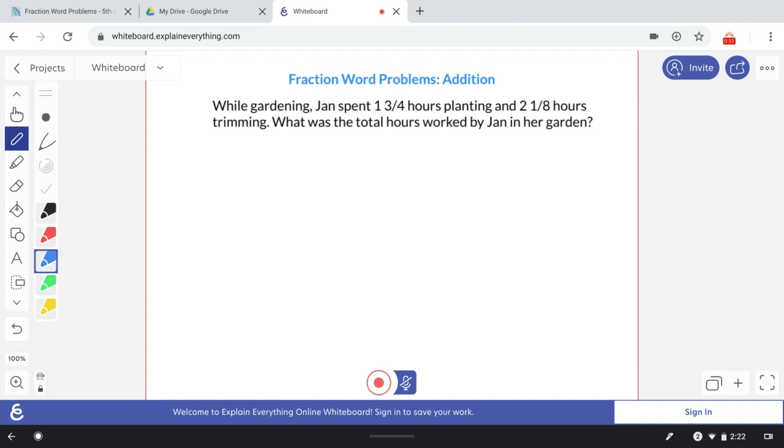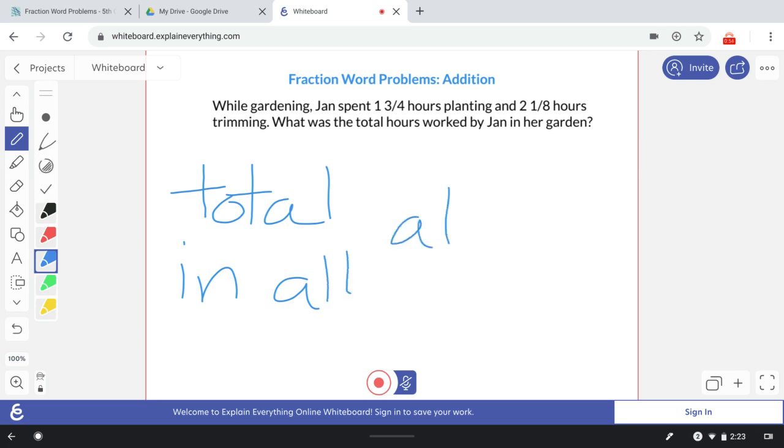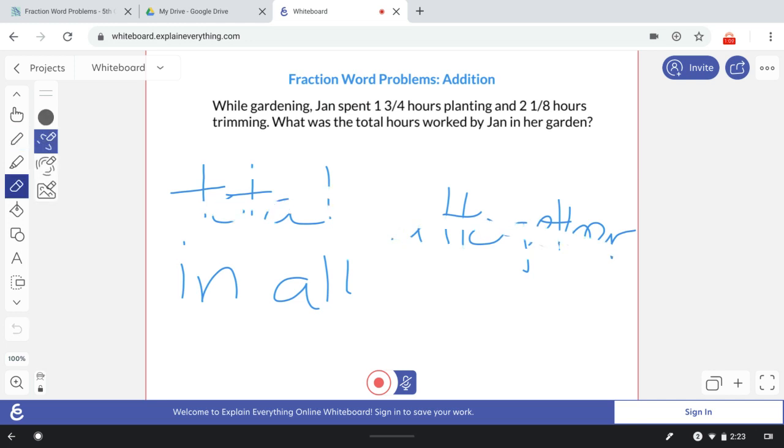So to begin with, I want to walk through the keywords for signaling that I'm going to add. And usually you're going to find words that mean something similar or are these exact words. So you'll see the word total, or you might see in all, or even the word all together. For any problem, that means I have a part and a part and I need to put it together as my whole. And that will come up again as we talk through solving the problem.